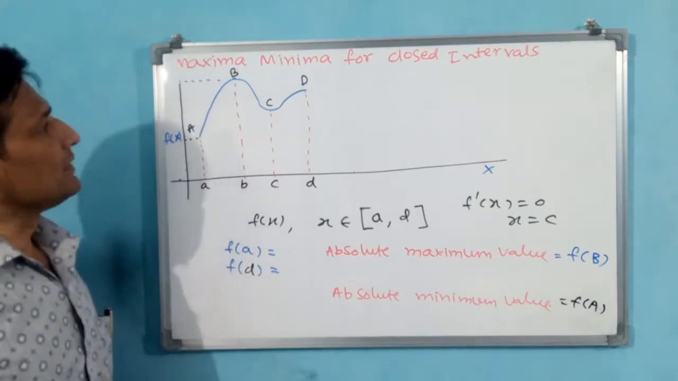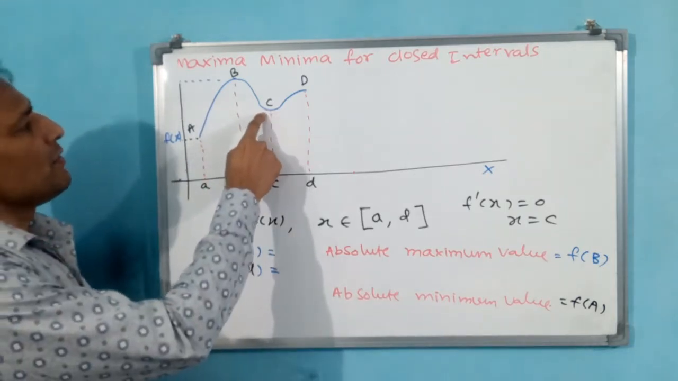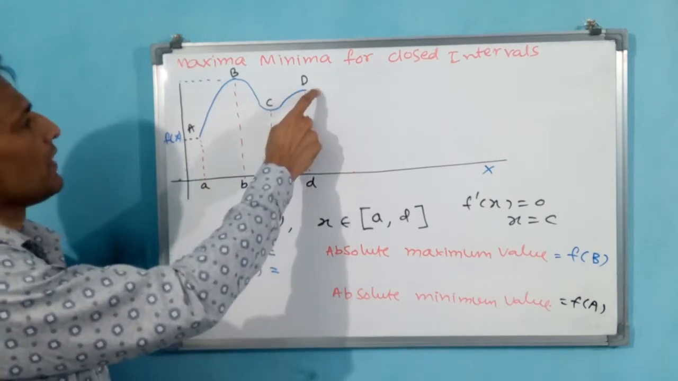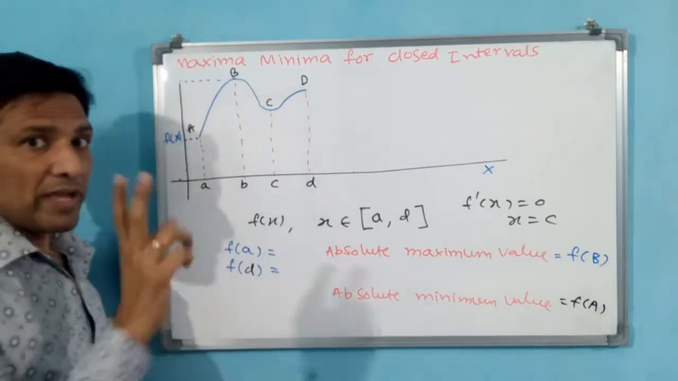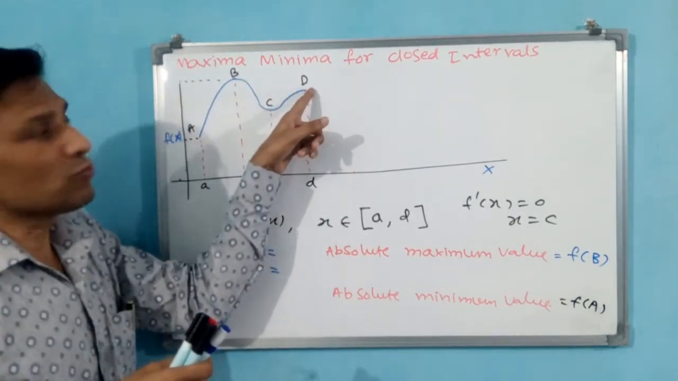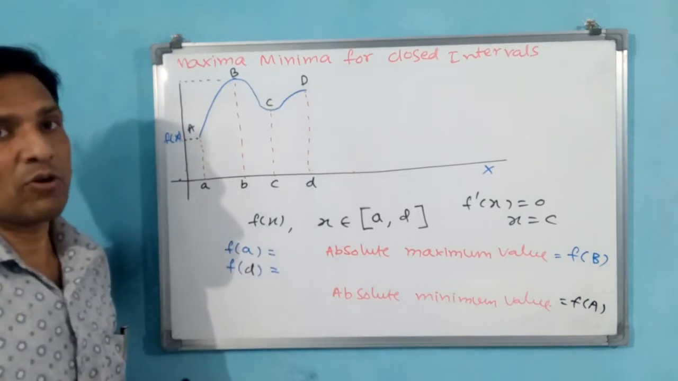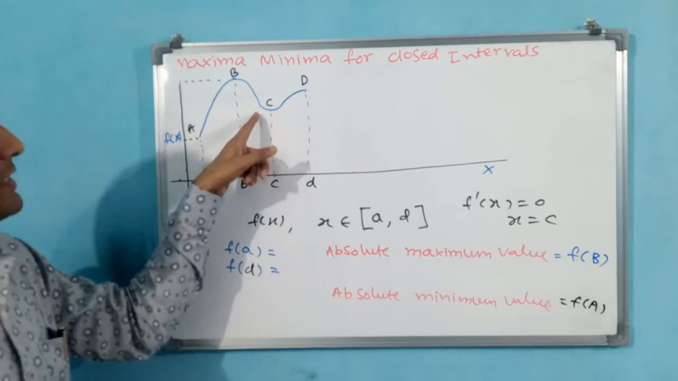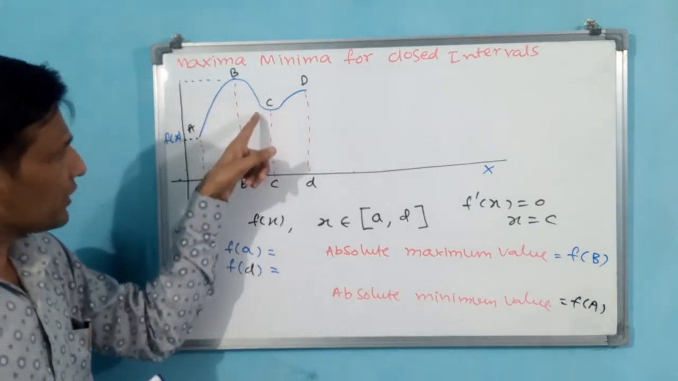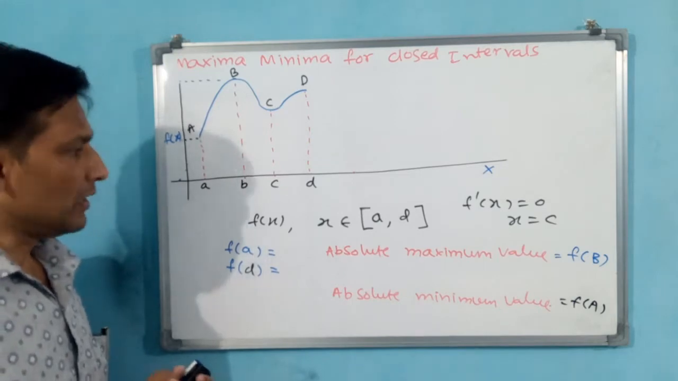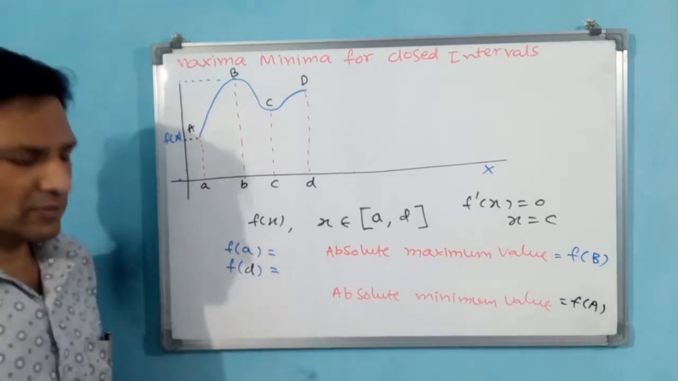You may ask, sir, why are you calling this a maximum? Because here the function goes on increasing up to that point. That is why you call it a local maximum value. Here also, the function goes on reducing and then increasing. That is why this is a local minimum value. Like that you have to understand the concept.